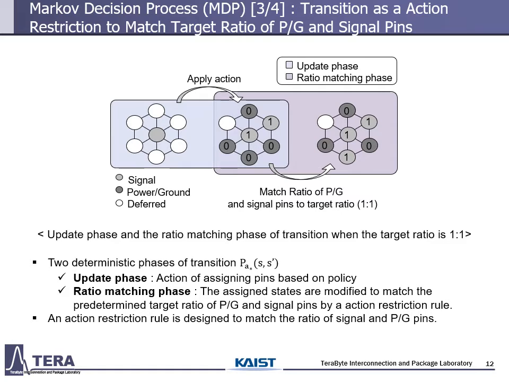One is the update phase, where the action takes place, which is introduced above in the before slide. And the other is the ratio matching phase, where an action restriction rule, which is a heuristic rule that we added, forces the number of signal and power ground pins to match the ratio of the number of pins that we want.